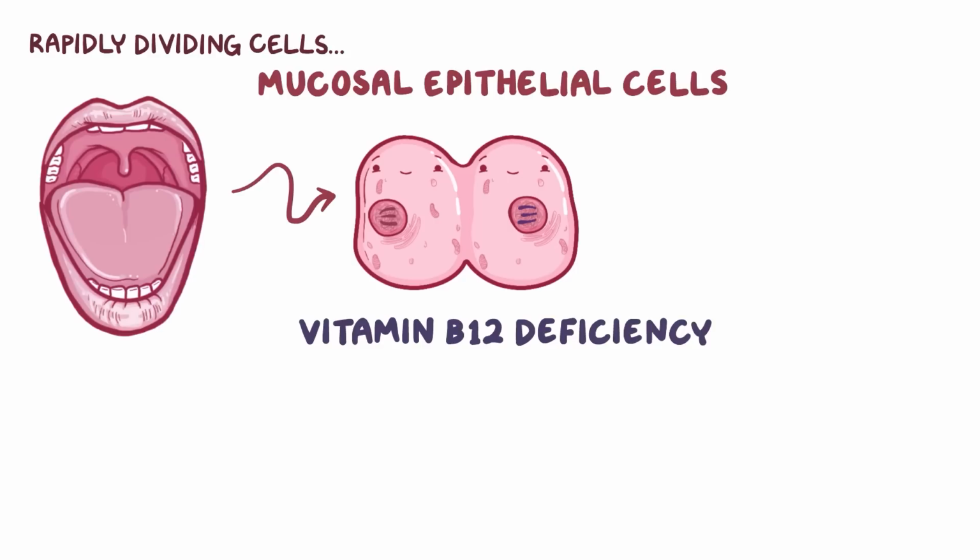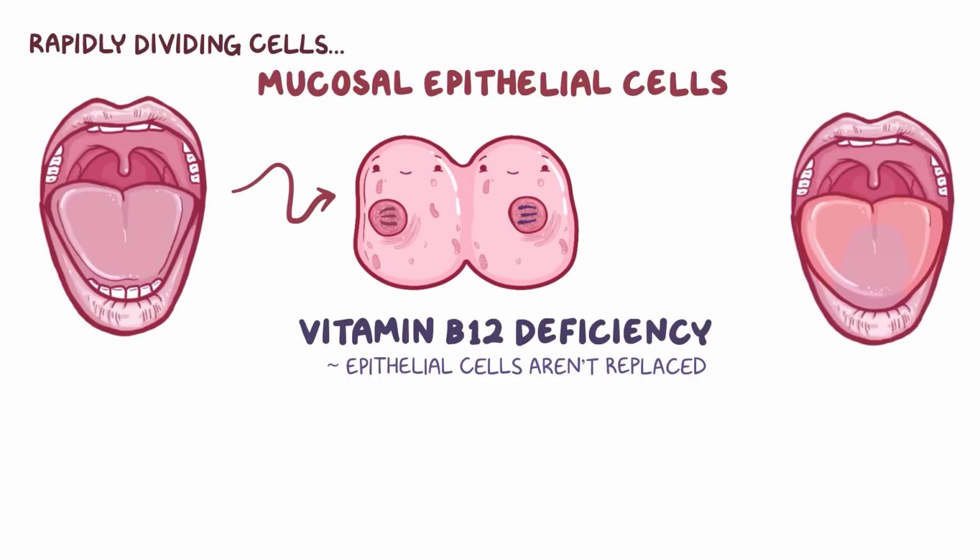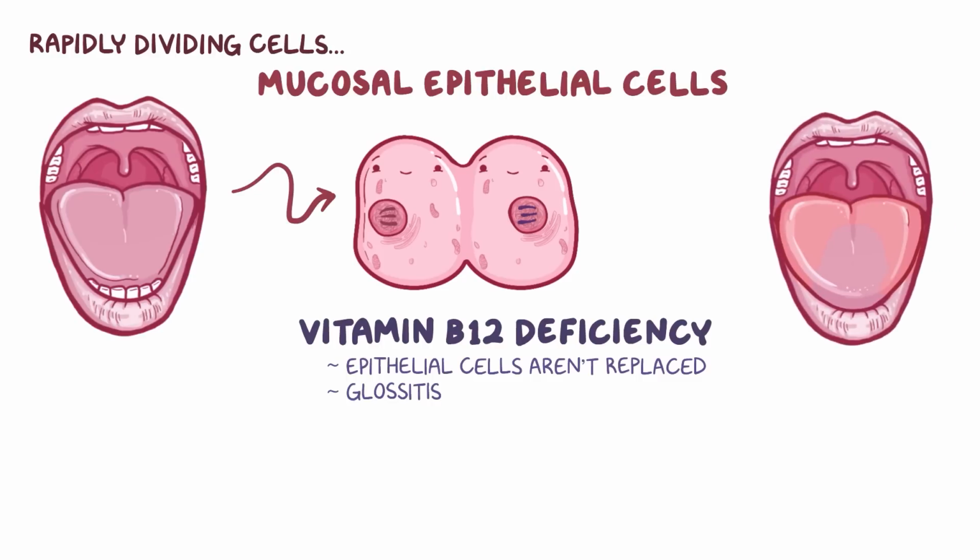In B12 deficiency, old epithelial cells aren't replaced, and this slows down the healing of normal wear and tear of the tongue, which ultimately leads to inflammation of the tongue known as glossitis. Next, when homocysteine builds up in the body, some of it is excreted in the urine, leading to homocystinuria.